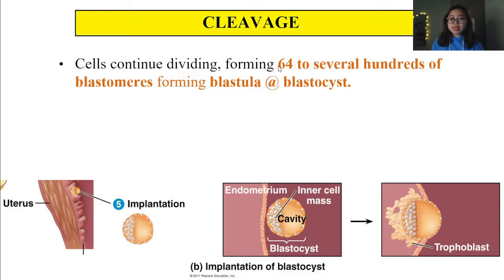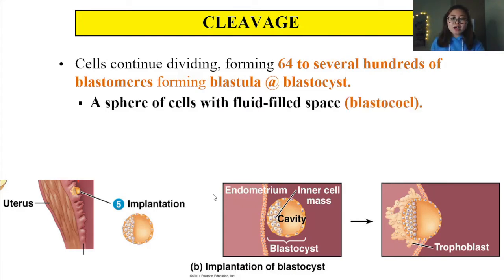Maksud ayat ini, bila dia sampai 64 sel ataupun lebih daripada 64 sel, dia akan start untuk membentuk blastula ataupun blastocyst, which is daripada dia solid begitu, sekarang dia jadi bentuk macam ini, ada ruang kosong di dalam. A blastocyst is a sphere of cells with fluid-filled space.